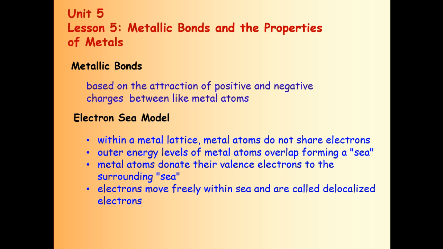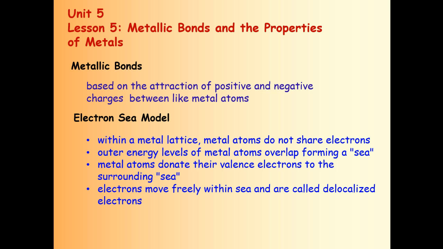So here's what happens. Within a metal lattice, like a crystal lattice of ionic compounds, metal atoms do not share electrons. The outer energy levels of the metal atoms overlap, forming a sea. So if you have a metal that has electrons in the 3s sublevel, then the 3s sublevels between all the metal atoms are going to overlap, kind of meshing together, forming this sea.